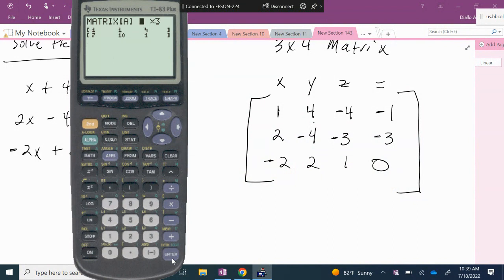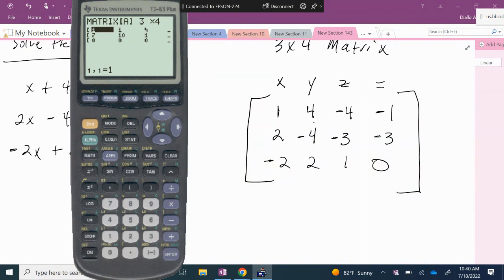So now from this point, we have to put in the dimensions of the matrix. So this is a 3 by 4 matrix. So we're going to put in 3 rows, and I'm going to hit enter, 4 columns, and I'm going to hit enter. Now, one thing about the calculator is that it only shows 3 columns at a time, but if you scroll forward, you can see that 4th column.